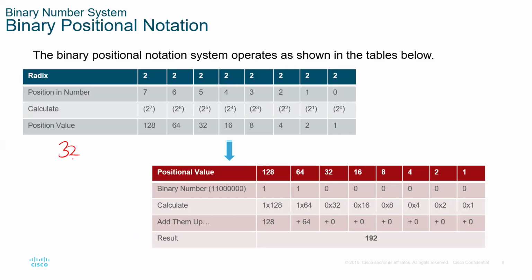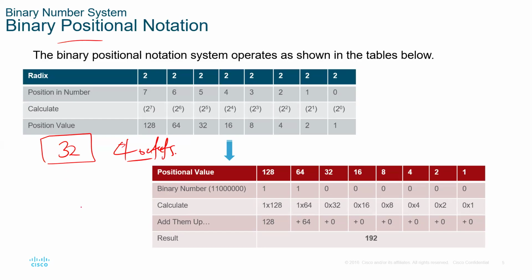We have 32 bits, 4 octets, octet meaning 8. We are going to use this number 8, meaning we have 8 binary numbers, to define what we call the binary positional notation.